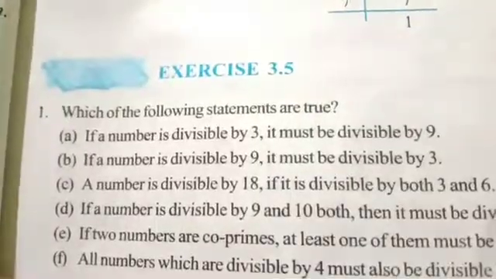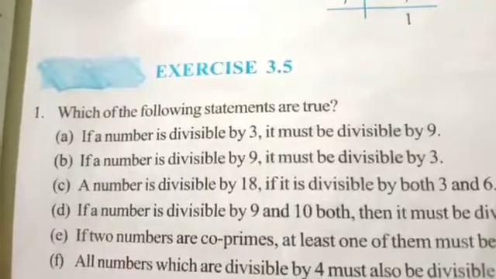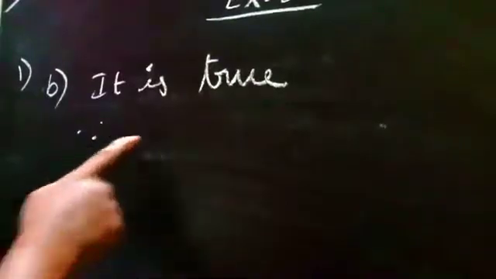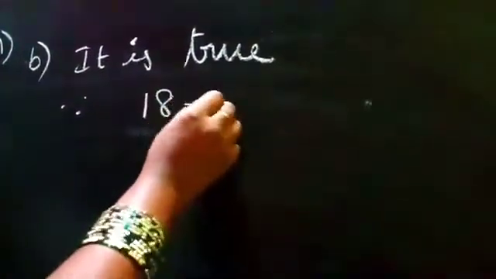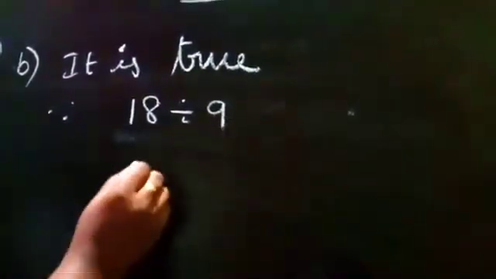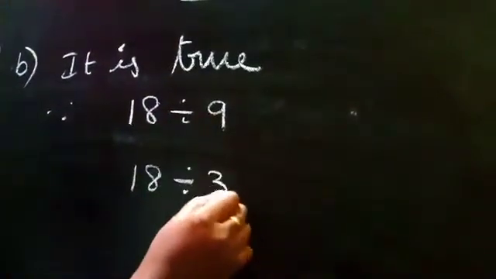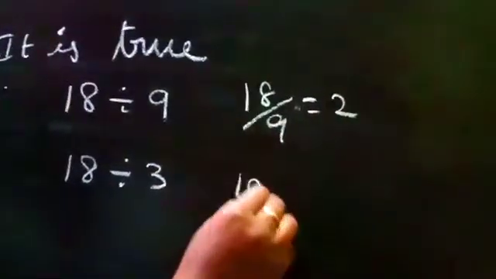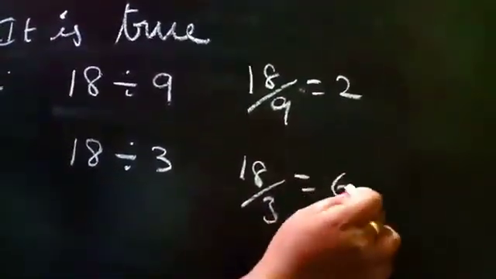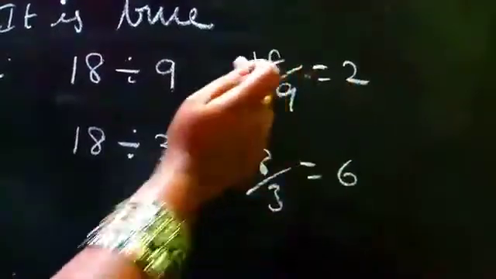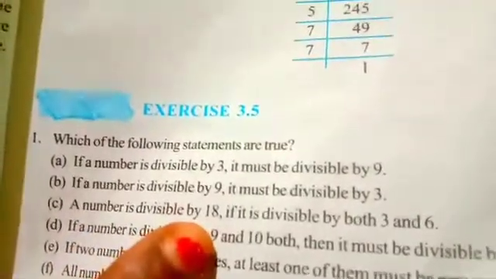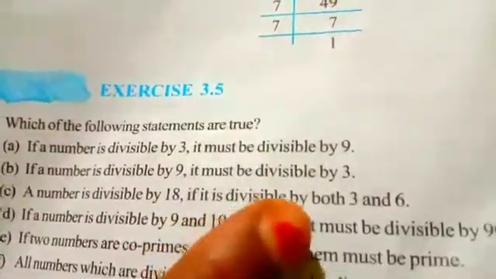Second one: if a number is divisible by 9, it must be divisible by 3. Yes, it is true, because 18 can be divided by the 9 table, which means 18 can be divided by the 3 table also. 18 by 9 is 2, 18 by 3 is 6. 6 3s are 18, 9 2s are 18. So it is true.